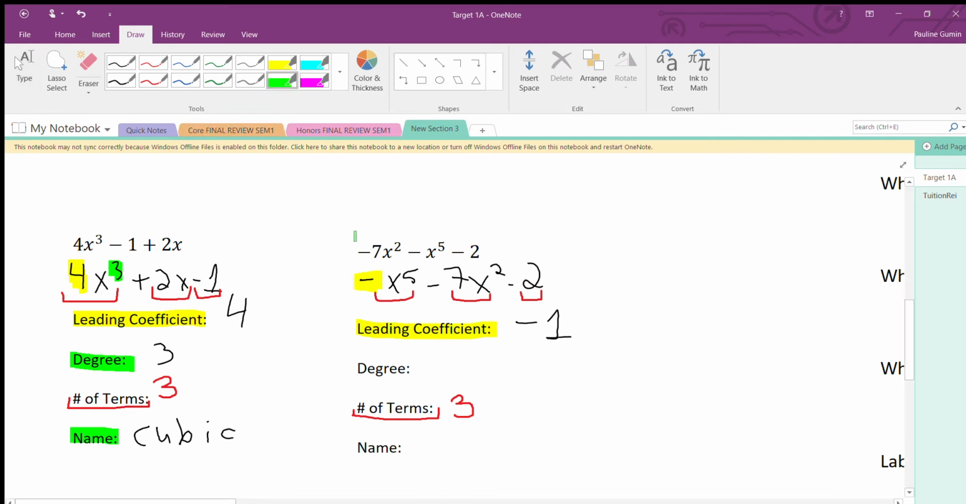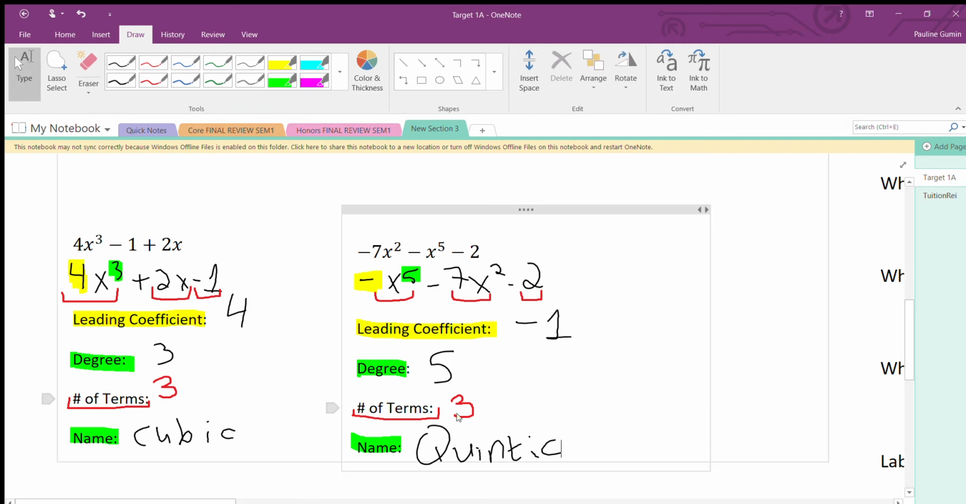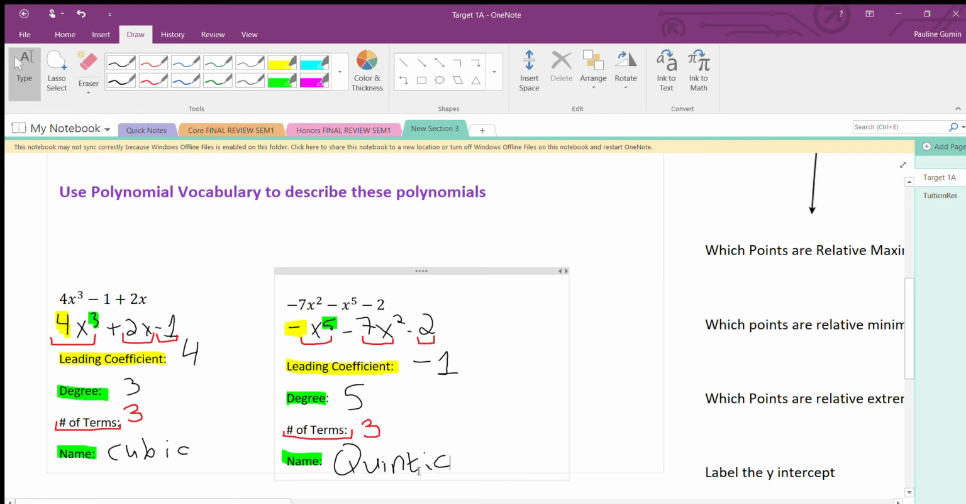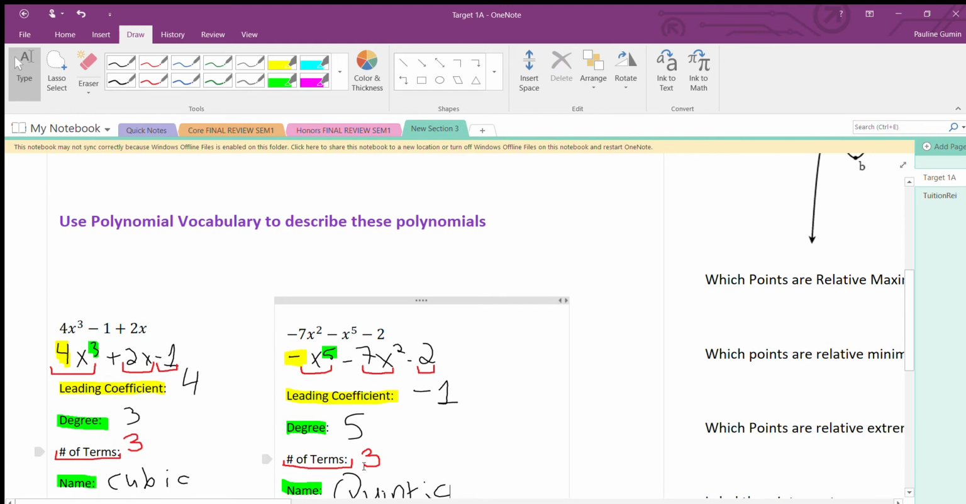The degree is 5, which means I could name it right away. 5th degree polynomial is known as quintic. We're going as high as 5th power. We're not going to name anything after the power of 5. We'll just call it 6th power polynomial, 7th power. Well, we won't go crazy with all the names.